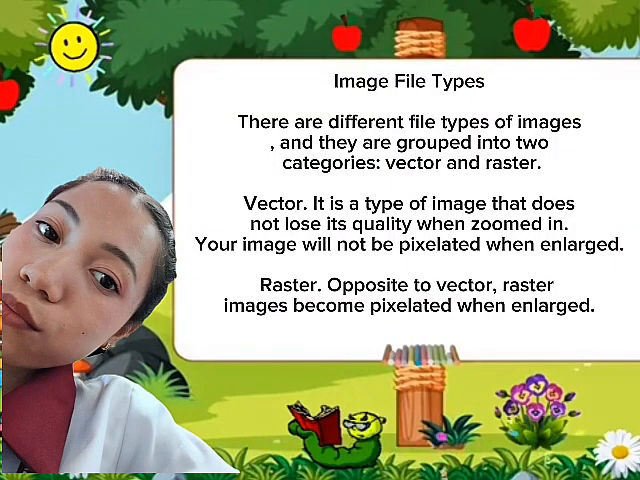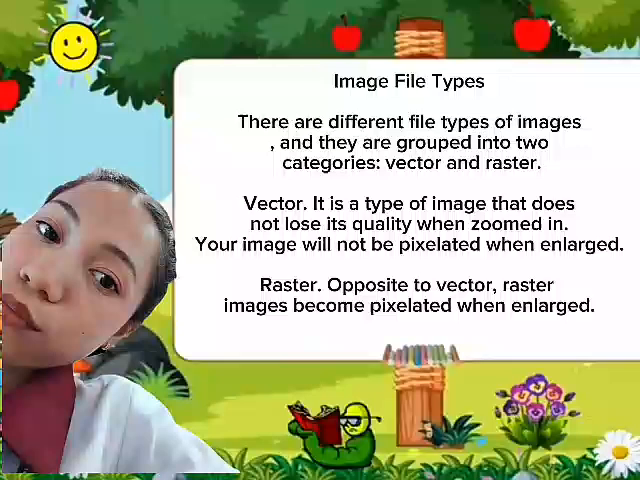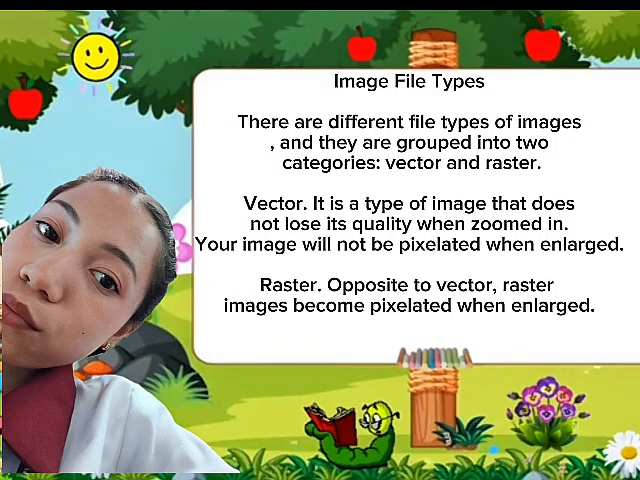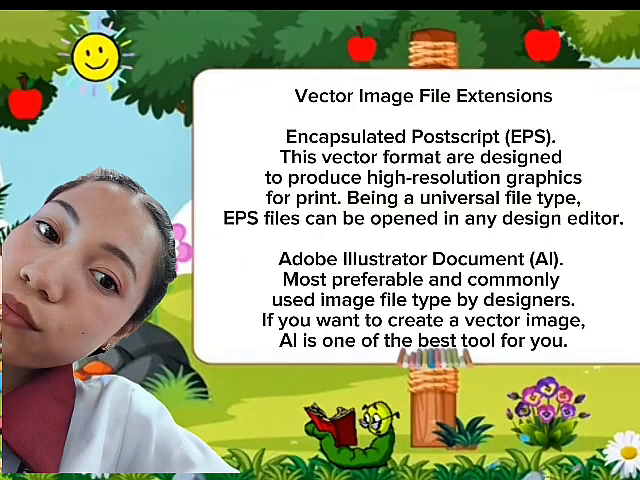Image file types. There are different file types of images, and they are grouped into two categories, vector and raster. Vector. It is a type of image that does not lose its quality when zoomed in. Your image will not be pixelated when enlarged. Raster. Opposite to vector, raster images become pixelated when enlarged. Here are the image file extensions.